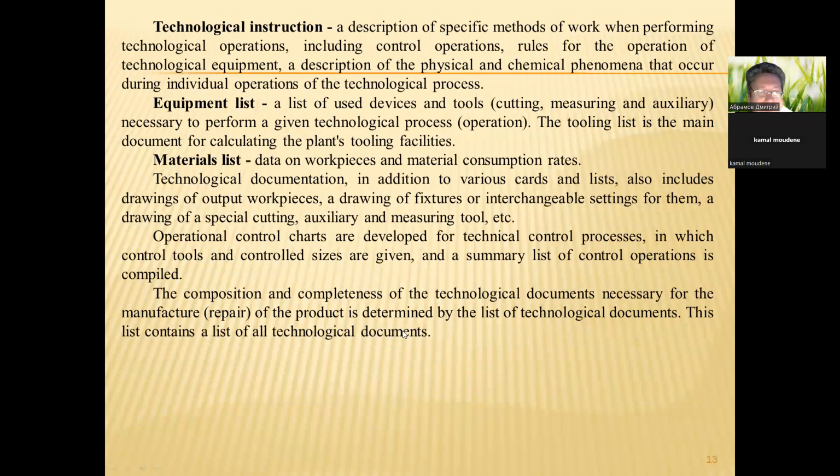Next types of basic technological documents is technological instruction. Technological instruction. A description of specific methods of work when performing technological operations, including control operations, rules for the operation of technological equipment, a description of the physical and chemical phenomena that occur during individual operations of the technological process.